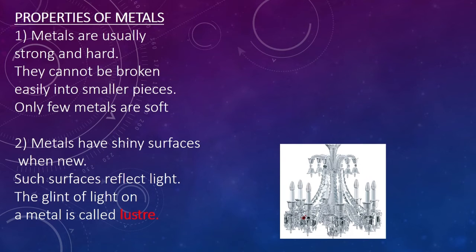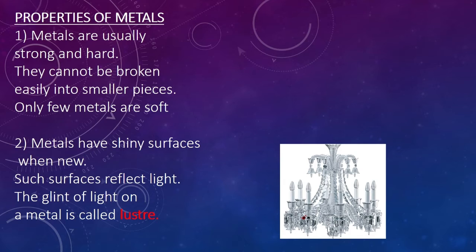So let's look at some properties of metals. 1. Metals are generally very strong and hard. They cannot be broken easily into smaller pieces. Only few metals are soft, which we'll be looking at very soon.